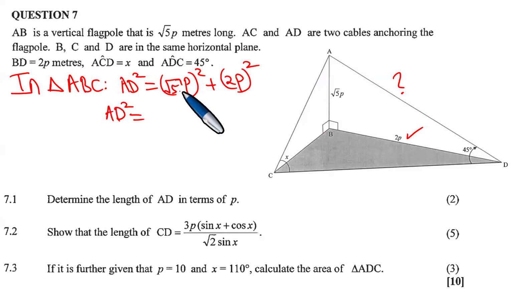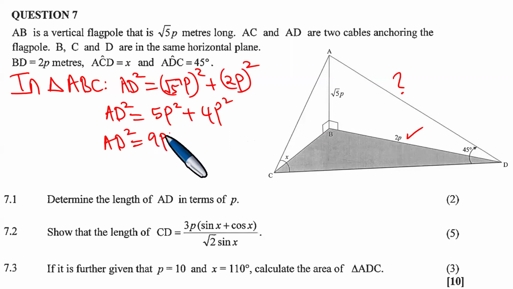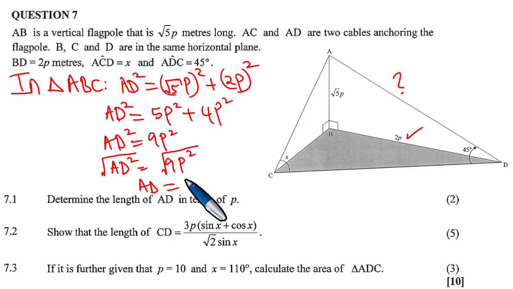So AD squared equals, what is the square root of 5 if we square it? We have 5p squared plus, if you square the 2, you get 4p squared. Meaning AD squared equals 5 plus 4, which is 9p squared. You apply the square root there, so that in the end AD equals the square root of 9, which is 3P meters. So we have been able to find the length of AD in terms of P.